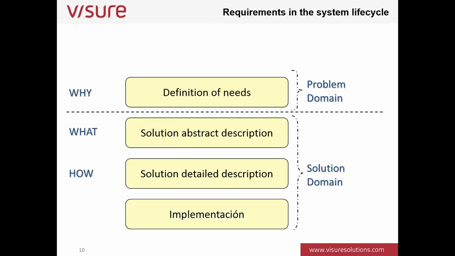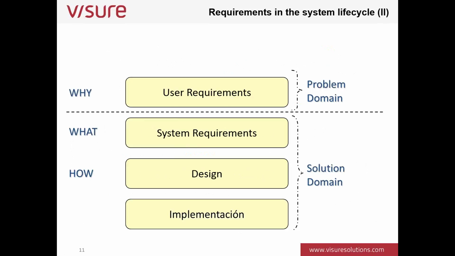But let's do this. Let's change these names: definition of needs, solution abstract description, solution detailed description, implementation, for other names, which are going to be user requirements. They're going to answer the why question and be located in the problem domain. Okay, so they must define the problem.